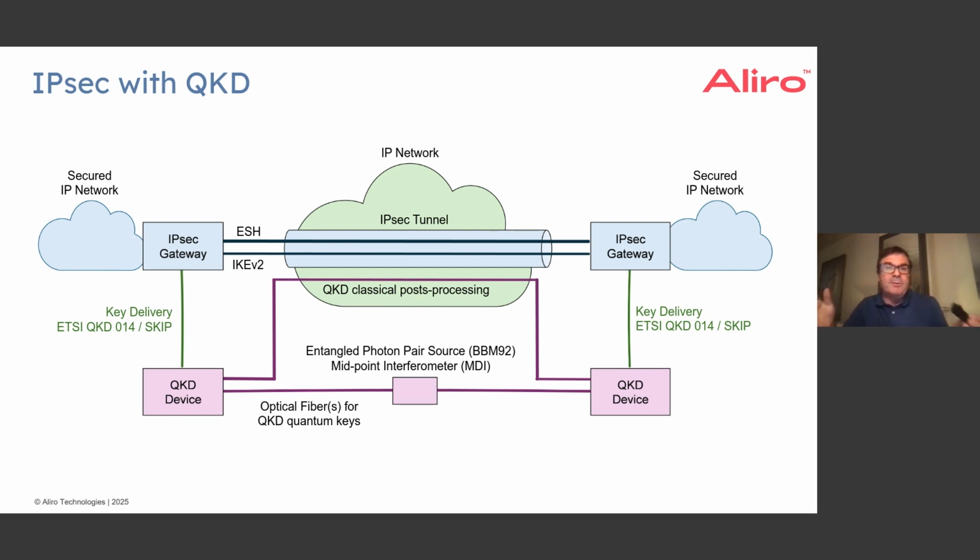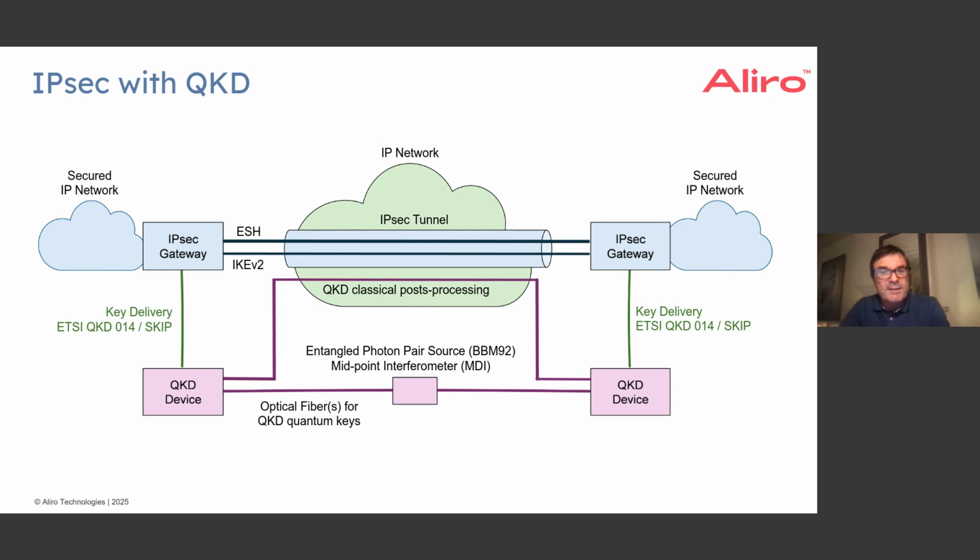As before, we have the two IPsec gateways with an IPsec tunnel in between. We also have two new QKD devices, one on each side, that are responsible for producing the quantum safe keys. The two QKD devices use the quantum properties of individual photons to exchange keys with each other over dedicated fibers, shown in purple at the bottom. As mentioned before, we posted a webinar back in June of 2024 with details of how this works exactly.